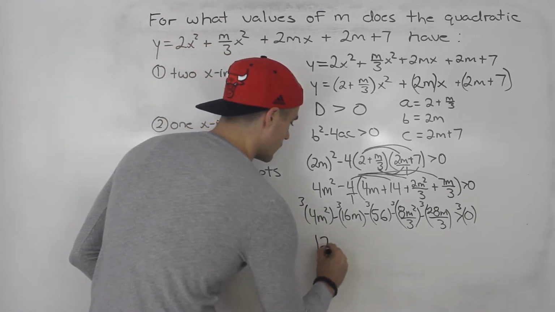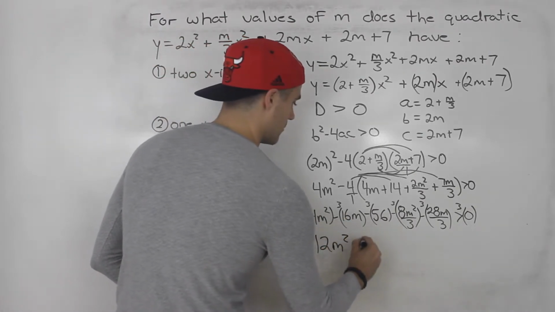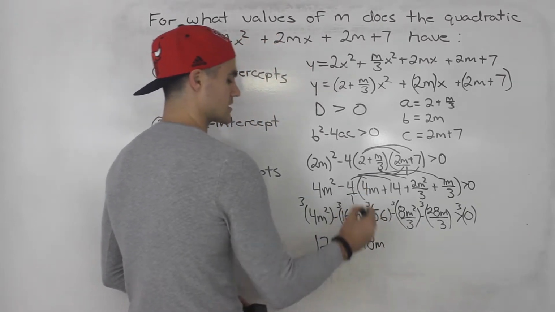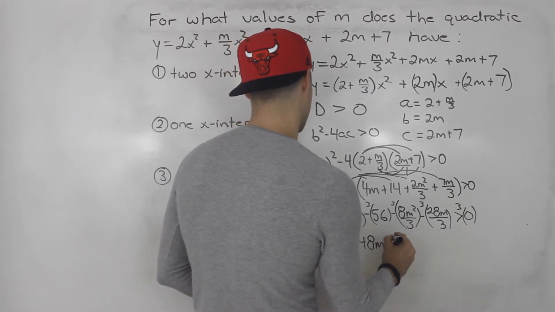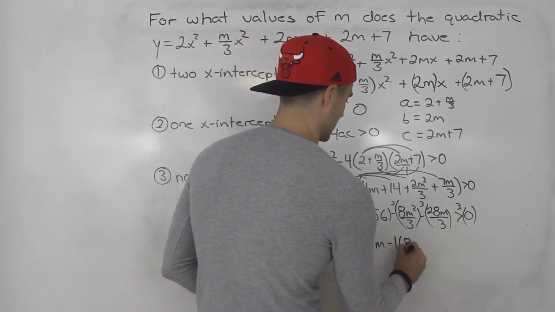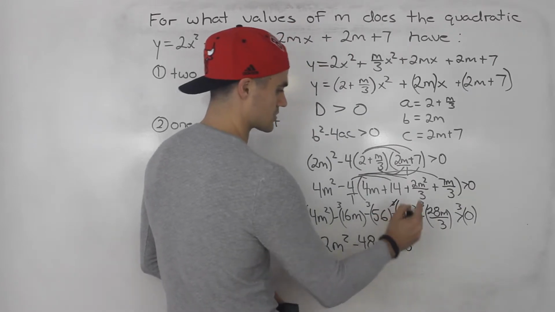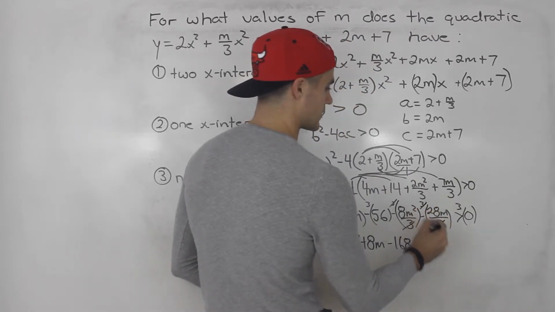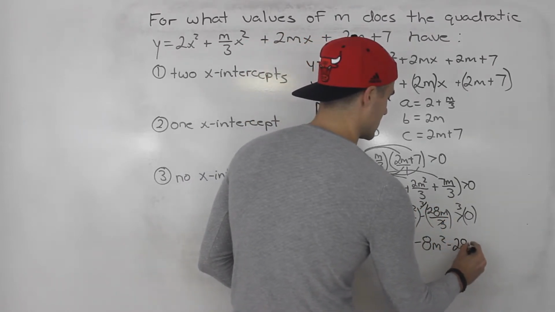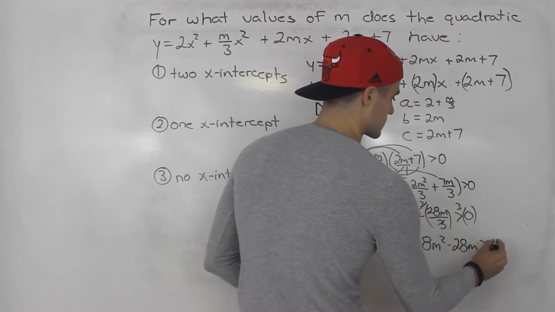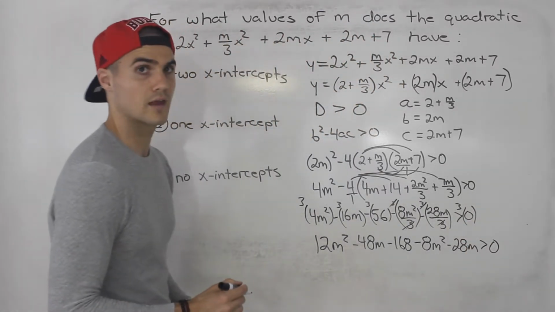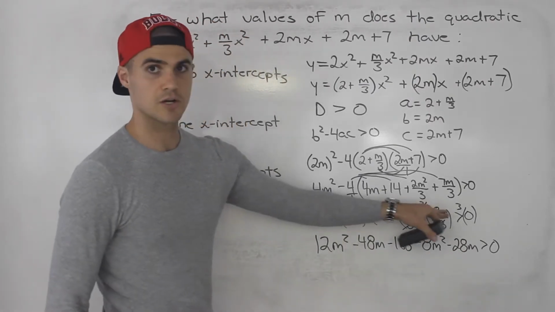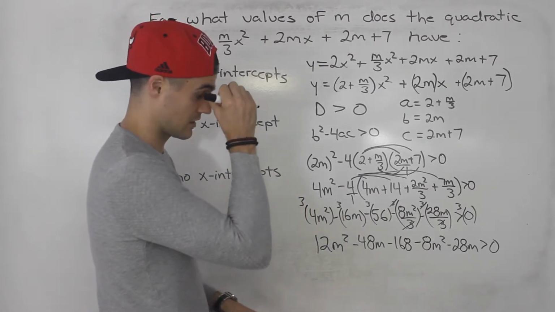This would be 12m squared minus 48m. Negative 56 times 3, that gives us what? Minus 168. Then over here, notice the 3's cancel out. So we're just left with negative 8m squared. 3's cancel out here. We're left with minus 28m. 3 times 0 is just 0. So we're finding out when is that greater than 0. So basically, this whole expression here is equal to this expression up top. We just multiplied everything by 3.